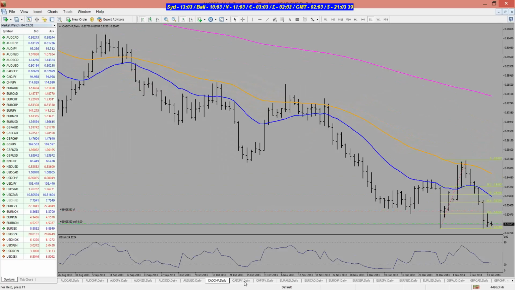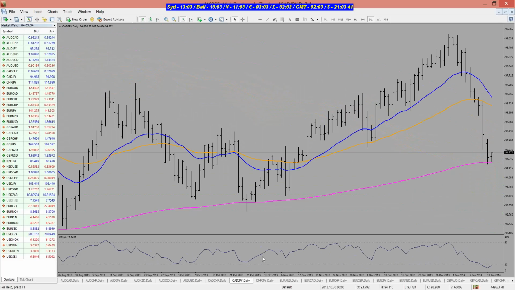CAD yen. CAD got a bit of strength overnight. Not much, but a bit from the oil price. Oh, sorry, they had some news out. I can't remember what it was now, but it did gain a bit of strength overnight. Or it was more US dollar weakness.